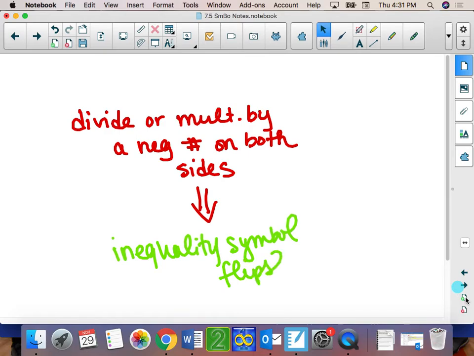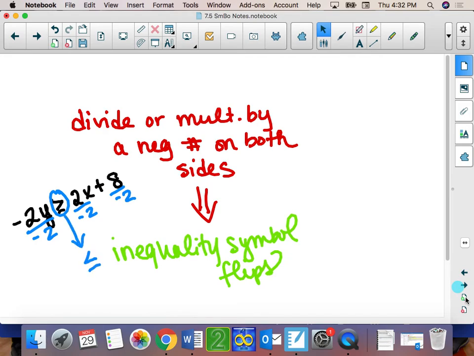So here's an example of what that might look like. Like if you have negative 2y is greater than or equal to 2x plus 8. When I divide by negative 2 everywhere, that's going to make that symbol become a less than or equal to symbol. So don't forget that when you get ready to do your homework.